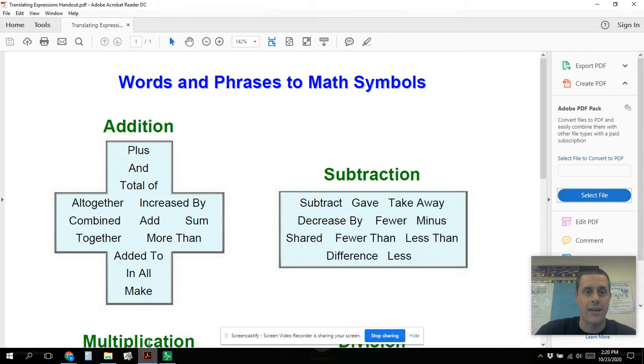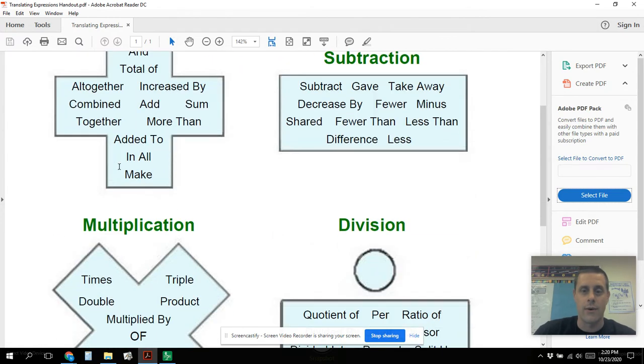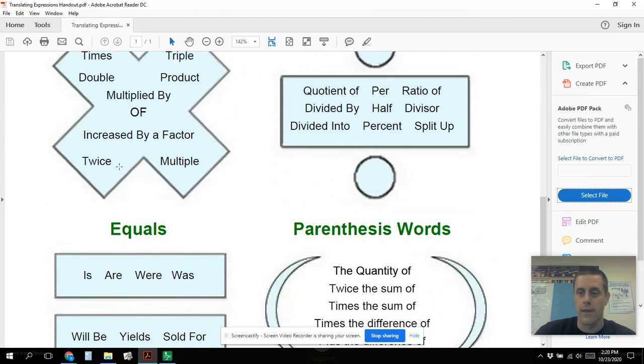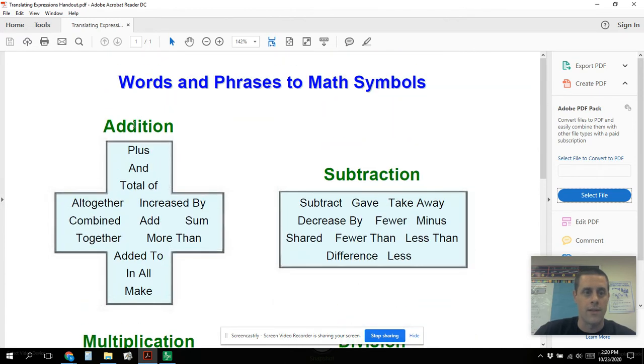From Brightspace, there is a handout called Translating Expressions Handout. I would print that out if you can, or have it on your screen as a reference, because it gives you a lot of great words to look for that mean different mathematical operations. For example, up here, addition: plus, total of, altogether, increased by, combined, add, sum, together, more than, added to, in all, make. Those are all words that mean addition. And if we see that word in a verbal expression, we know it's talking about addition. Subtraction words over here on the right: subtract, gave, take away, decrease by, fewer, minus, shared, fewer than, less than, difference, less, all words meaning subtraction.